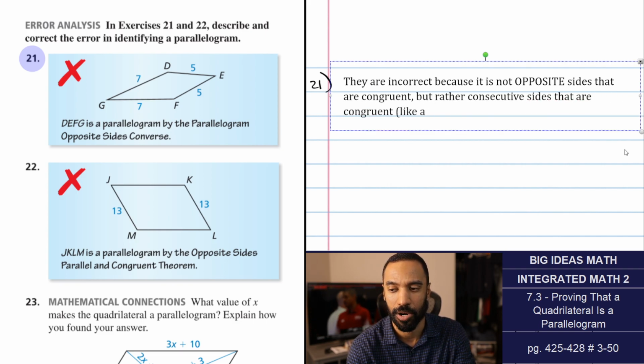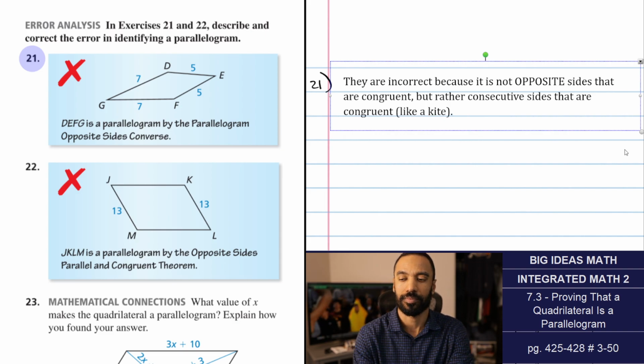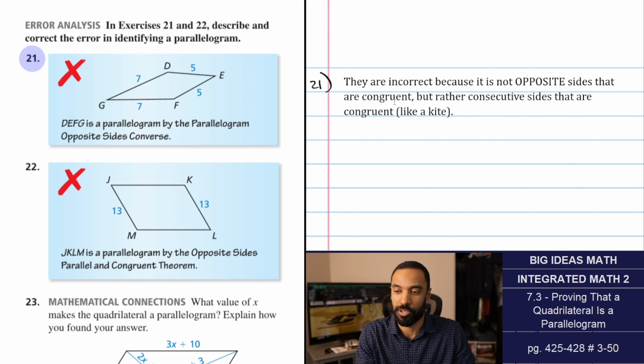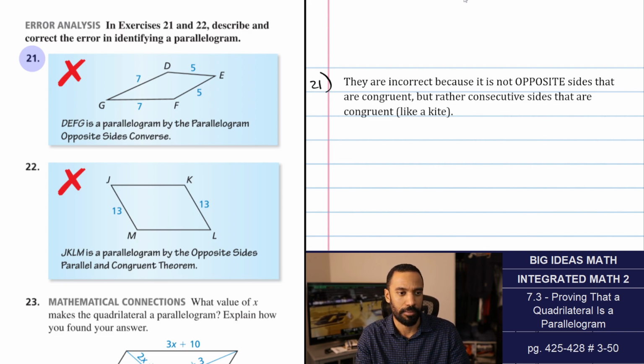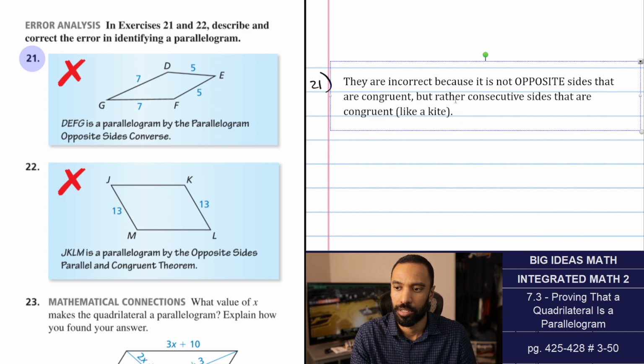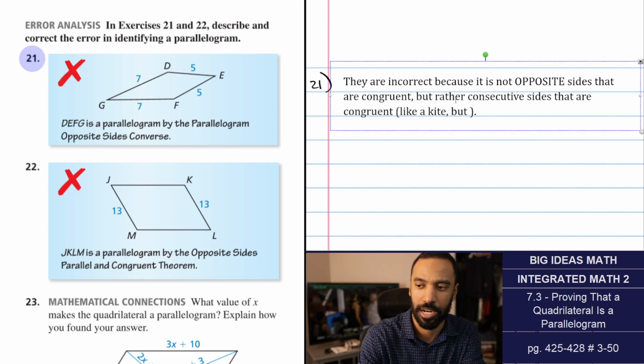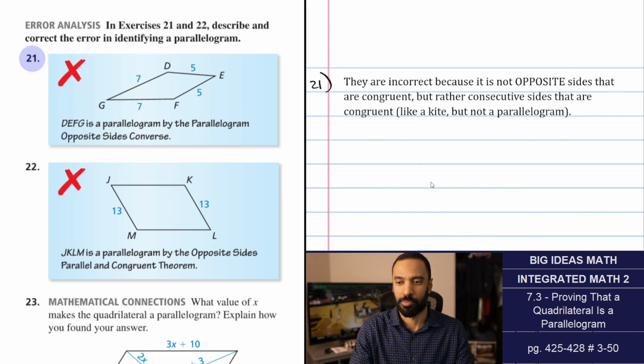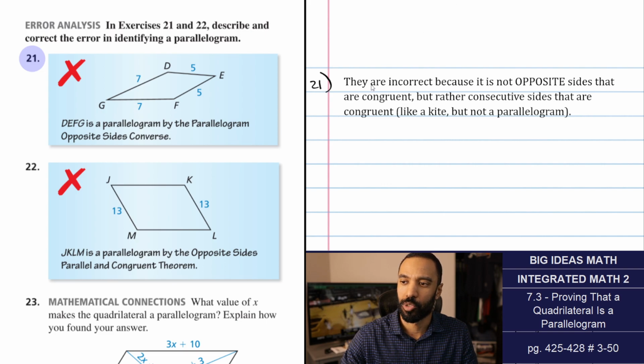Which, once again, maybe not a word that you know yet, and that's okay. But yeah, if the lengths were different, if the 5s were opposite each other and 7s were opposite each other, we could do that. So I don't really know how to correct it other than say that they're not parallel. It's not a parallelogram. So, correction: like a kite, but not a parallelogram. Okay. That's my correction.